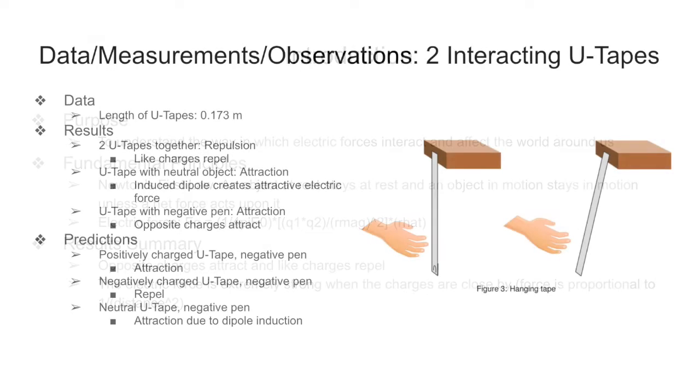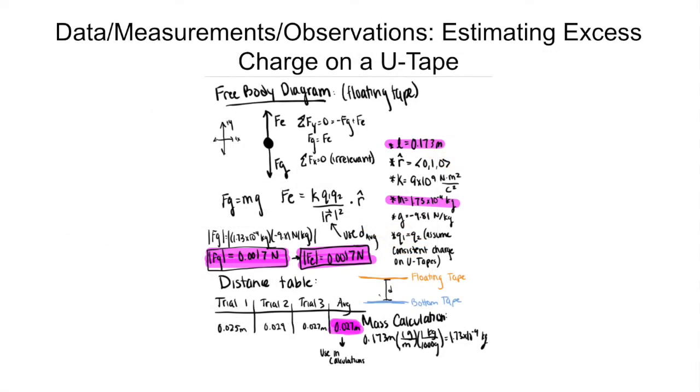For the first exercise, I created two charged U-tapes of approximately 0.173 meters in length. When I charged the pen to be negative, I found that the charged U-tape was attracted to it, indicating that the tape is positively charged. For the main experiment, I was tasked with estimating the amount of excess charge on the U-tape. I was able to accomplish this knowing that the U-tapes were positive charges and thus would repel, based on my knowledge of the electric force and my results for the first part of the experiment.